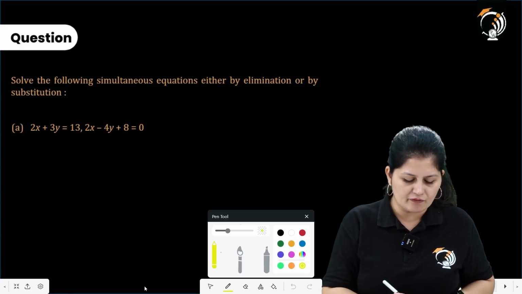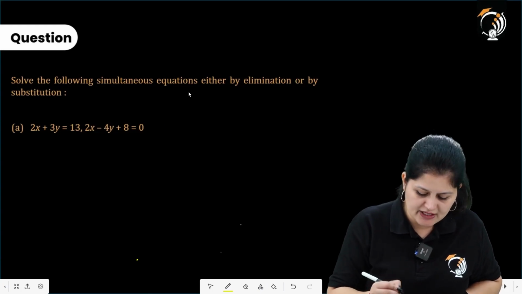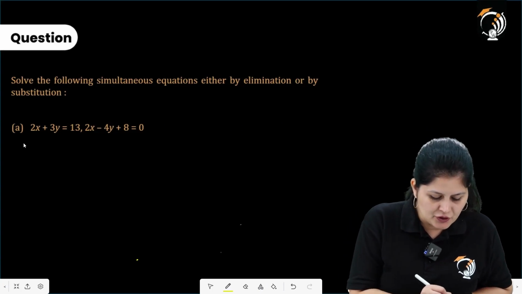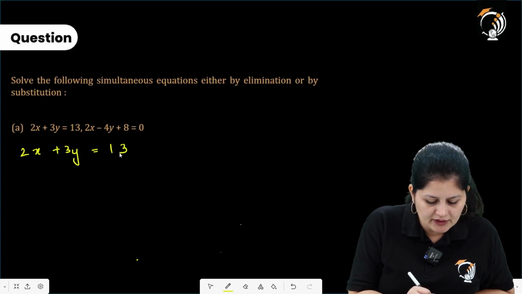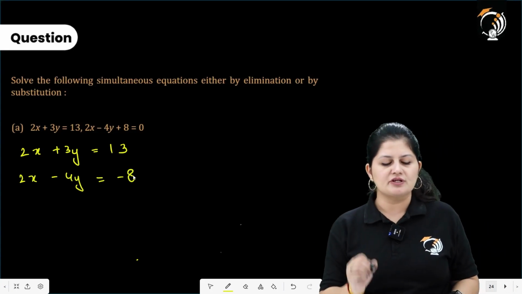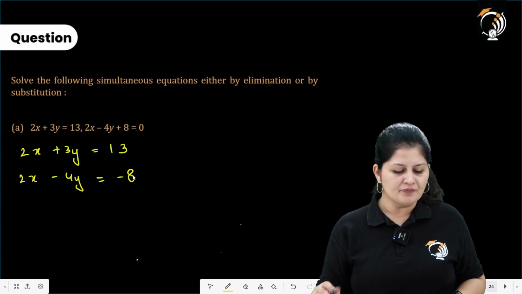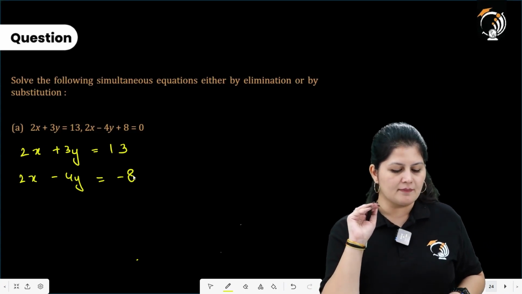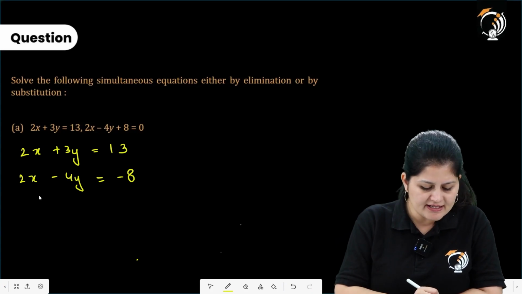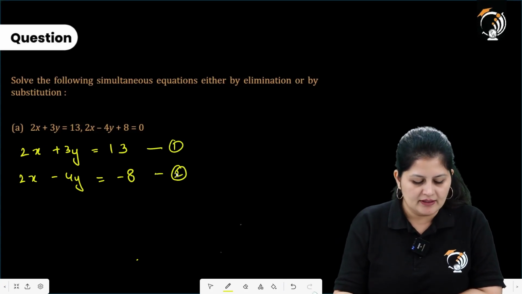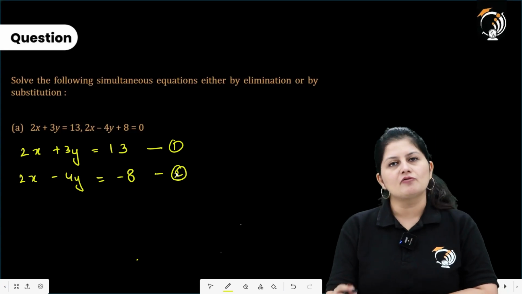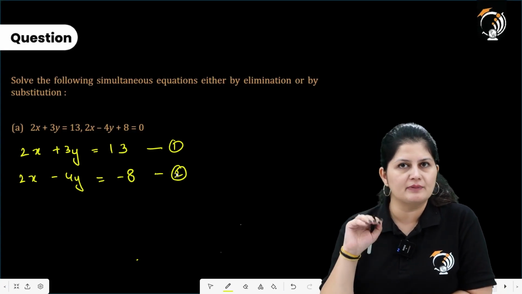Talking about the first question on this, here we are being provided with two equations. I'm just writing down the equations once. This says 2x plus 3y is equal to 13, and the other equation is 2x minus 4y is equal to minus 8. Correct? So these are the two equations that we have here. Let's say this is equation 1 and this is equation 2.